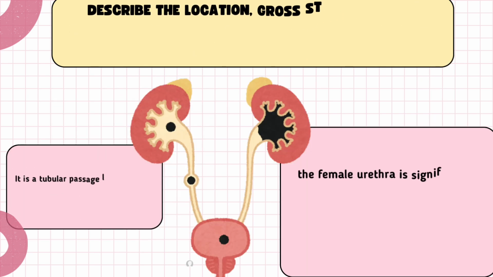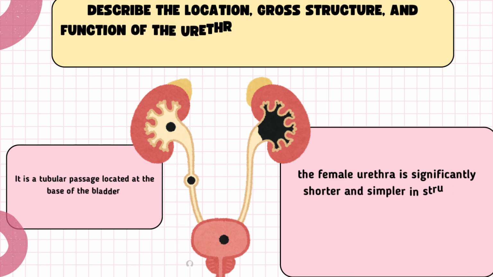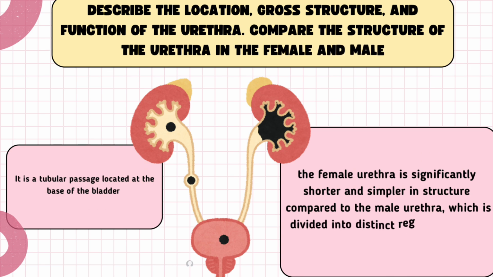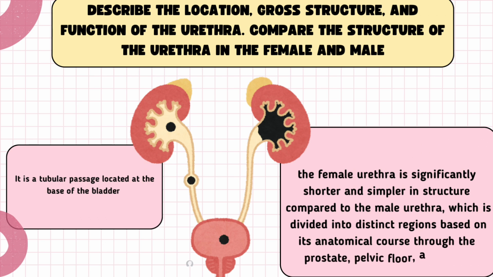Describe the location, gross structure, and function of the urethra. Compare the structure of the urethra in the female and male. So the urethra is a tubular passage located at the base of the bladder. The female urethra is significantly shorter and simpler in structure compared to the male urethra, which is divided into distinct regions based on its anatomical course through the prostate, pelvic floor, and penis. The urethra functions to carry urine from the bladder to the outside of the body through its opening at the external genitalia.